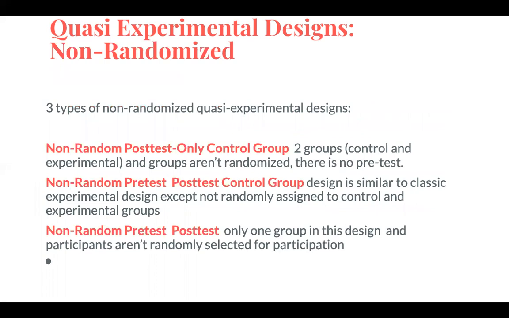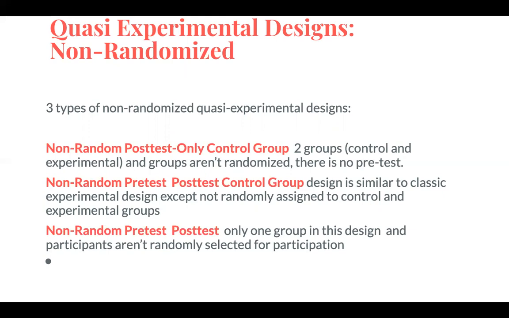Then we have three types of quasi-experimental designs where one of their key deviations from the classic experimental design is the fact that they are now non-randomized. So instead of them being randomly placed into groups, they are non-randomly in groups. And so the first one is, you still have your two groups, but the groups aren't randomized and there's no pretest.